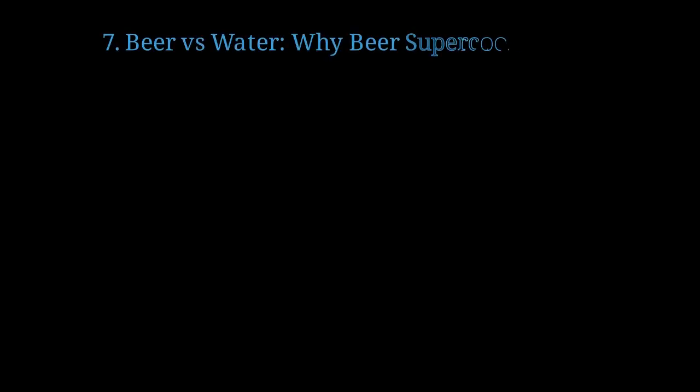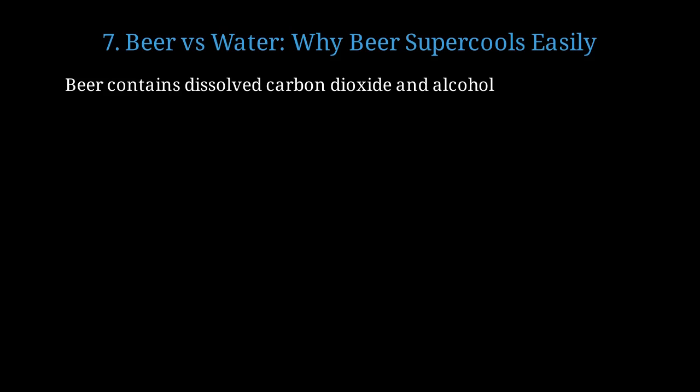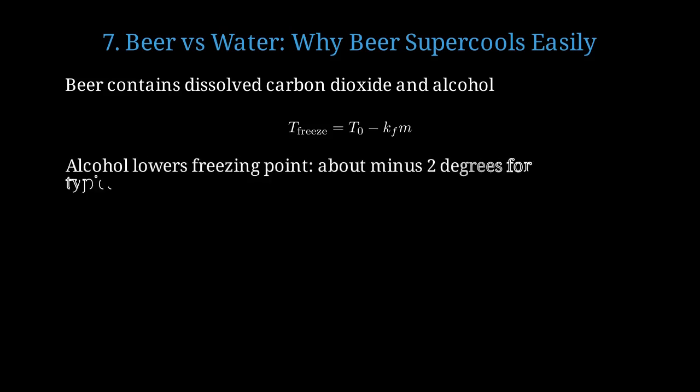An interesting comparison. Why does beer supercool more easily than plain water? Beer contains dissolved carbon dioxide gas and alcohol, which affect its freezing behavior in interesting ways. The freezing point depression equals the normal freezing temperature minus the freezing point depression constant times the molality of solute. The alcohol content lowers the freezing point to approximately -2 degrees Celsius for typical beer with 5% alcohol by volume.